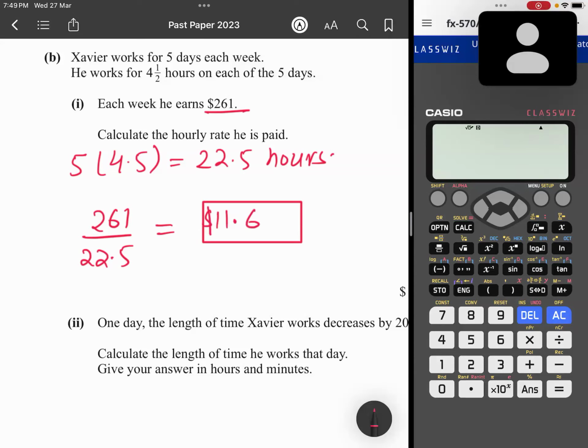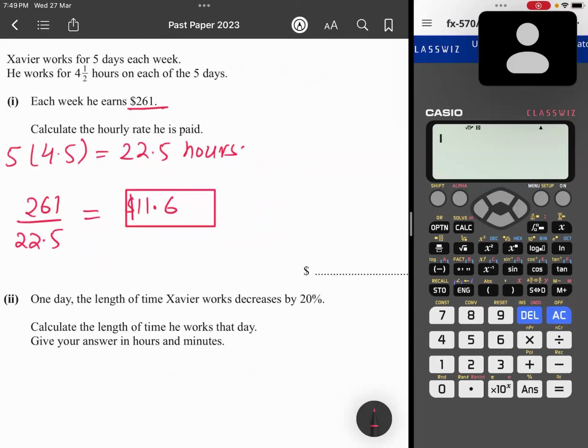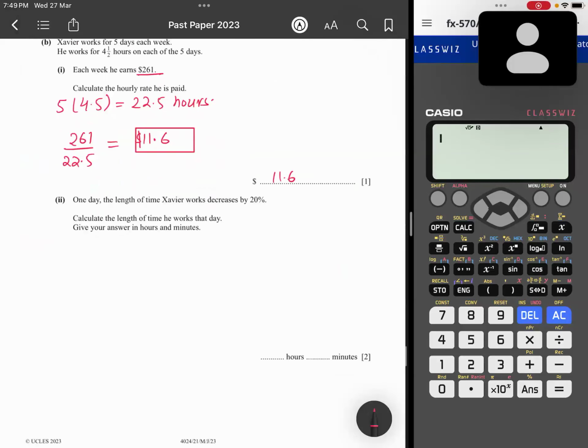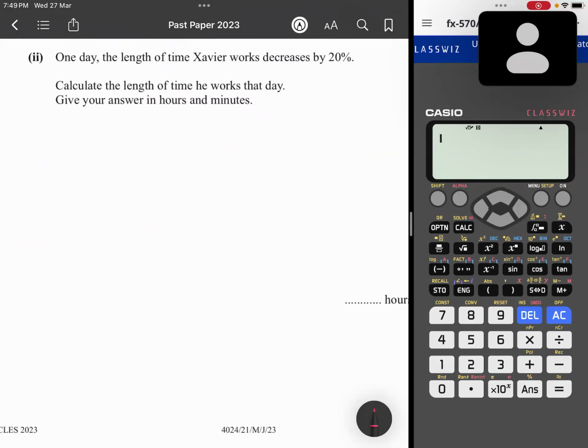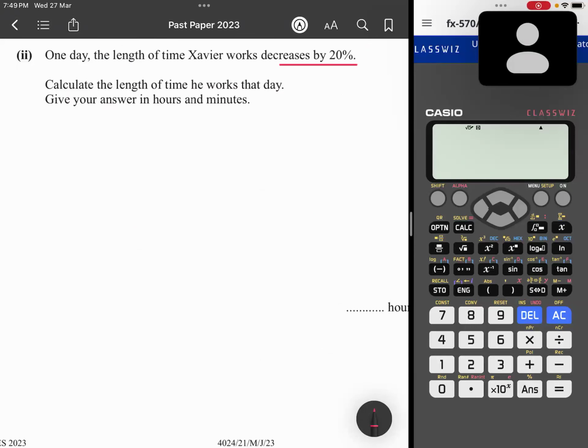$11.6 per hour he is paid. One day the length of the service decreases by 20%. Calculate the length of the time he worked that day.